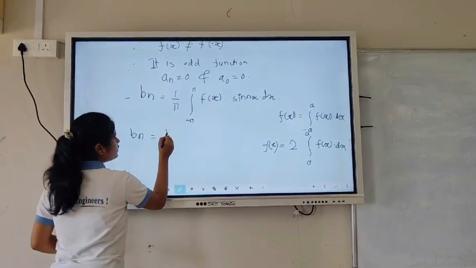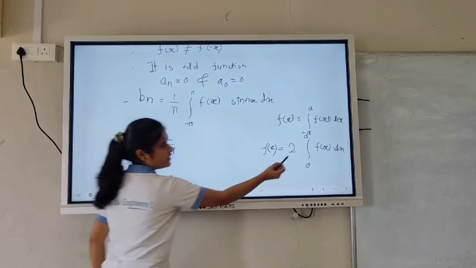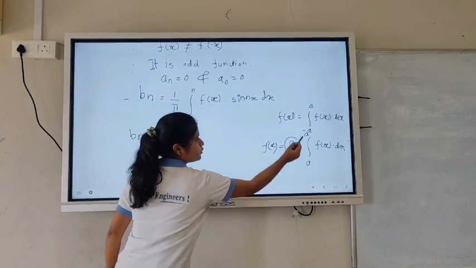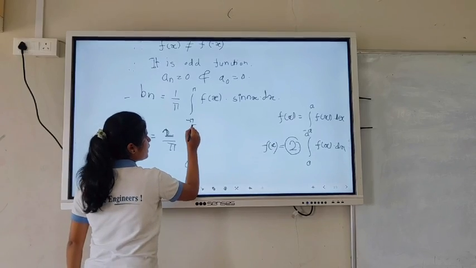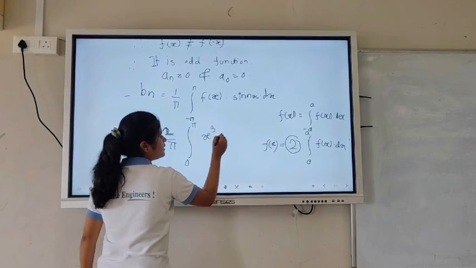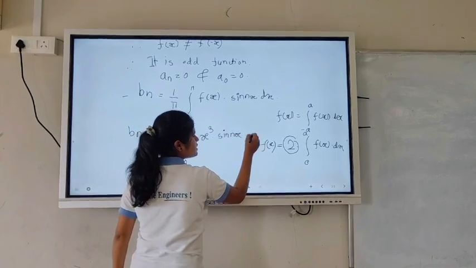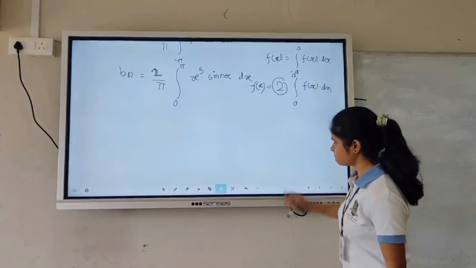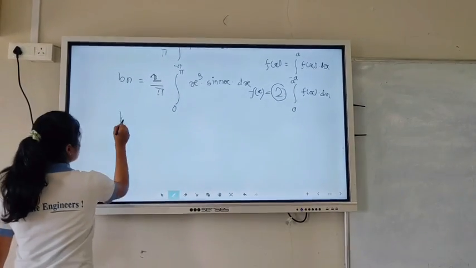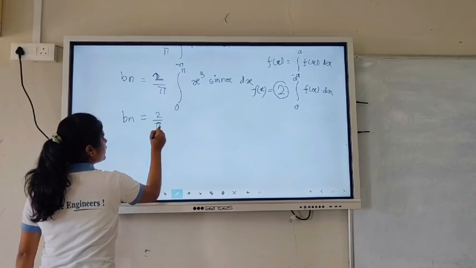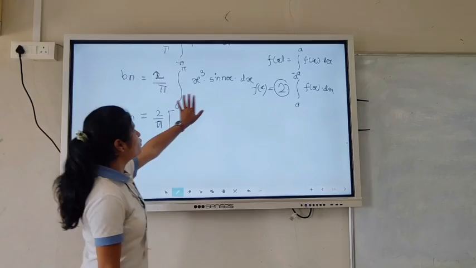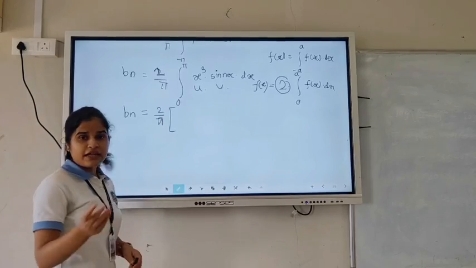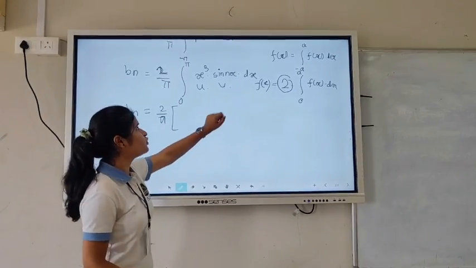bn is equal to 2 upon pi, because here the multiply factor is 2. So I take 2, then our limit is 0 to a. Here I put 0 to pi. f(x) is our x cube and sin nx dx as it is. Now bn is equal to 2 upon pi. So here we apply u into v. u is our x cube and v is our sin nx.